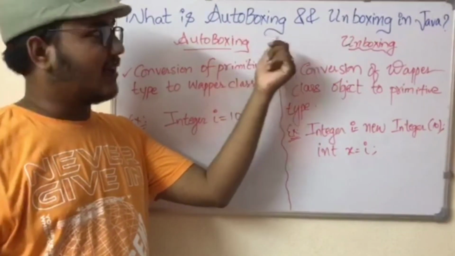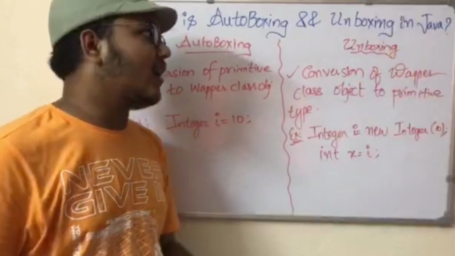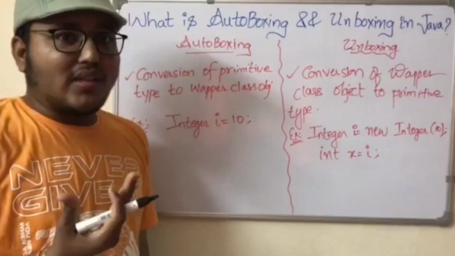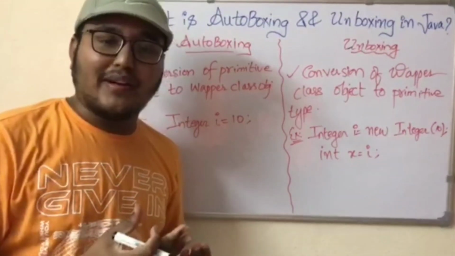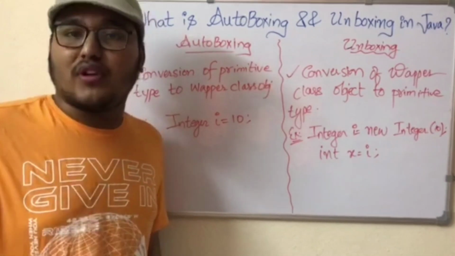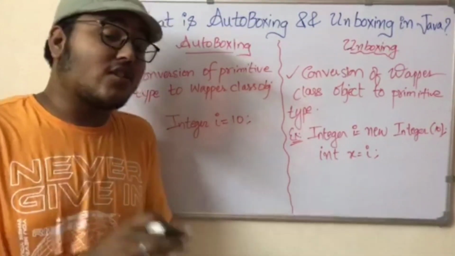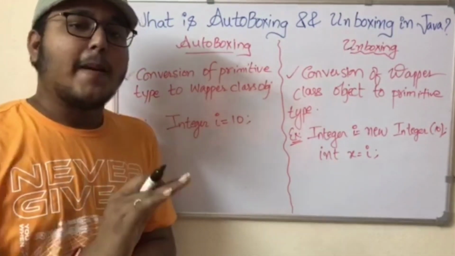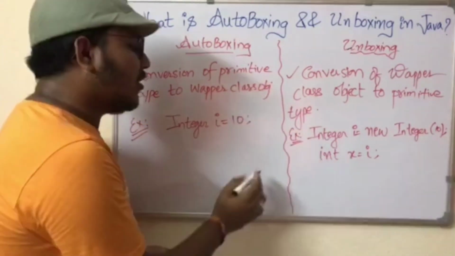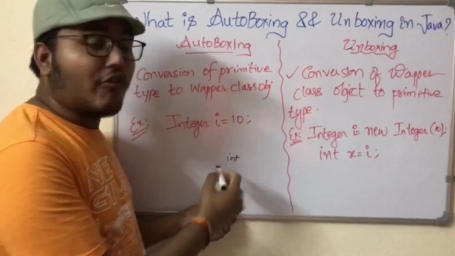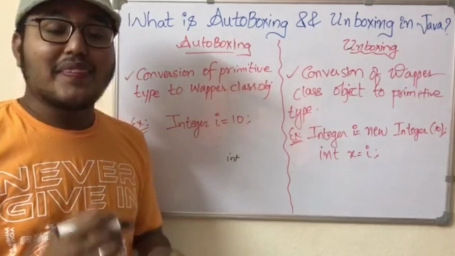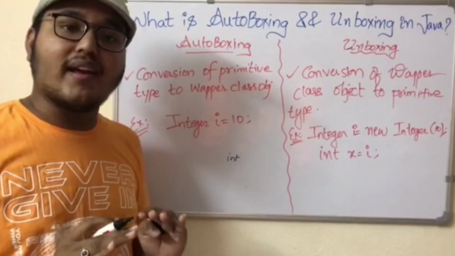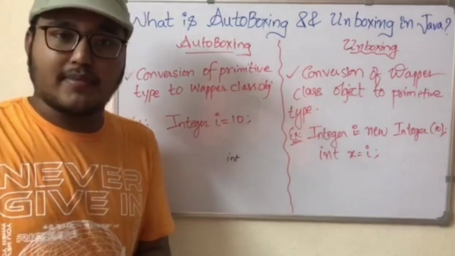What is auto-boxing and unboxing in Java? As we all know, Java is an object-oriented programming language but not a pure object-oriented programming language. Why is Java not a pure object-oriented programming language? Because we use some primitive data types like int, float, double, etc. This is the reason why Java is called not a pure object-oriented programming language.